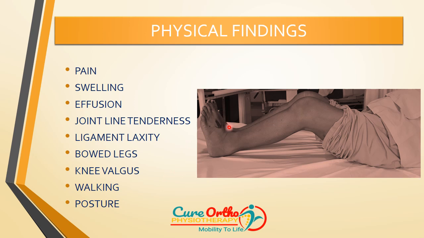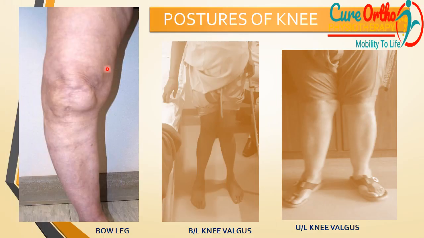So here you can see a patient pre-operatively who wants to go for total knee replacement surgery: the level of deformity, stiffness, swelling, and limitation of range of movement. Postures of the knee, like you can see here, the bow leg is making a curve. You can see this patient with valgus in both knees, and you can see this patient with single knee valgus.